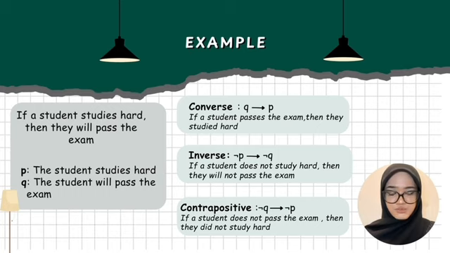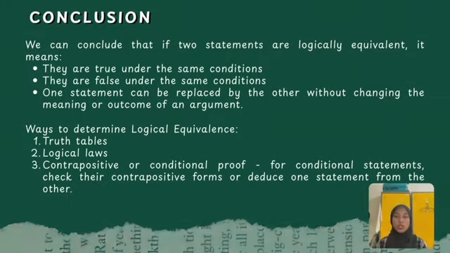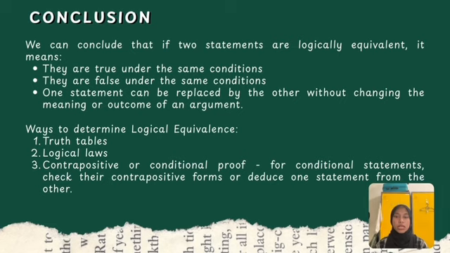So, from all of this, each one shows the relationship in a different way. We can conclude that if two statements are logically equivalent, it means they are true under the same condition, and they are false under the same condition. One statement can be replaced by the other without changing the meaning or outcome of an argument.